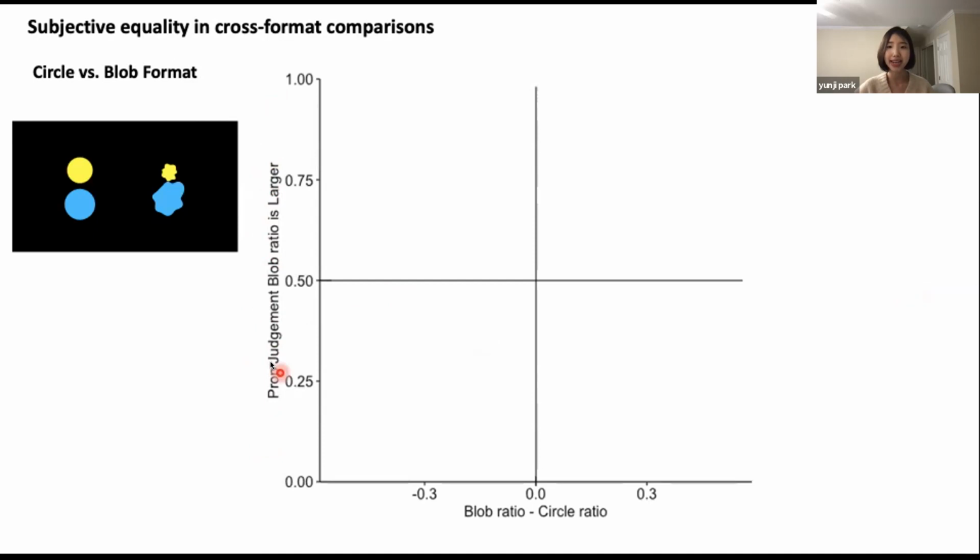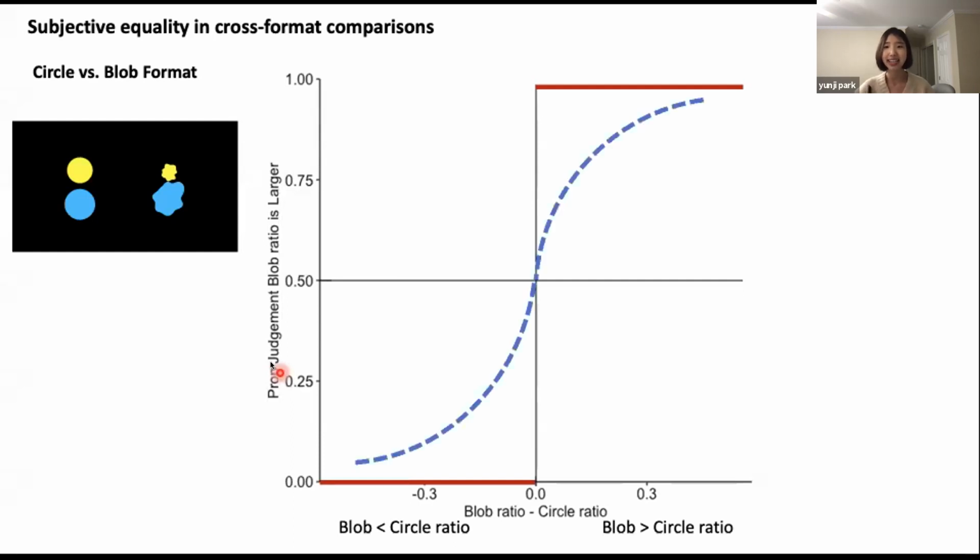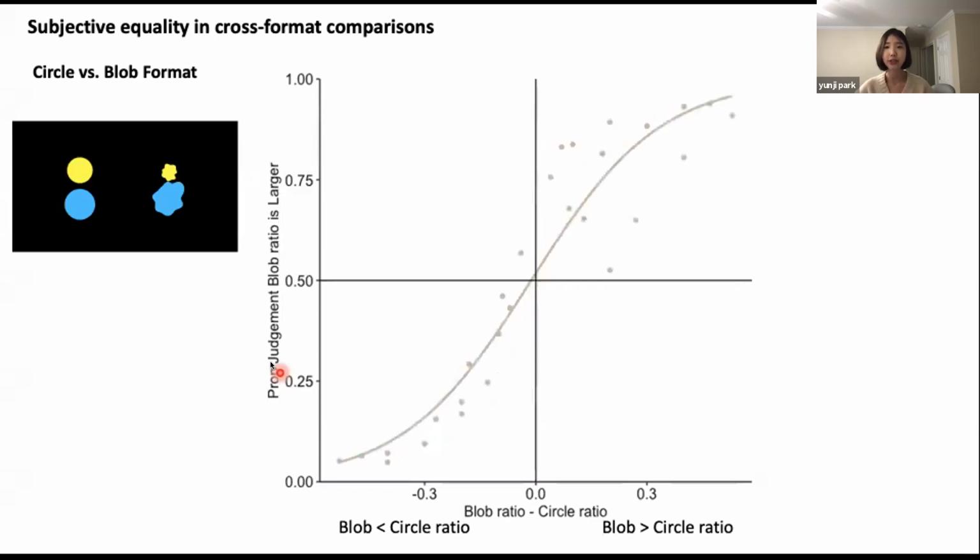The x-axis shows the distance between blob and circle. A positive value means the blob ratio is larger than the circle ratio, and negative values mean the blob ratio is smaller than the circle ratio. Hypothetically, if people's responses were all correct, the graph should look like this. But since people's responses also depend on the distance and it's kind of messy, it will draw an S-curve response like this. And in the case of circle versus blob ratio, it looked almost exactly like this, likely because it presents the same magnitude dimension, the area dimension.